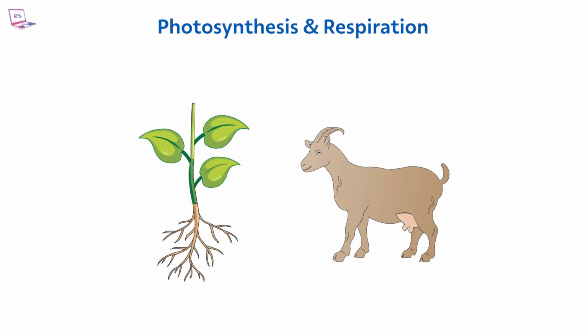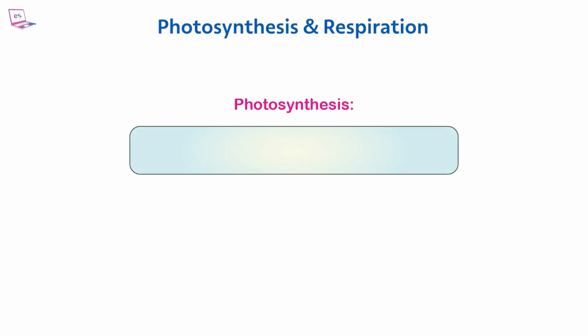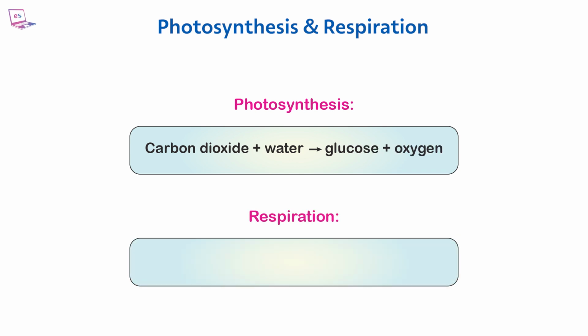Respiration is a chemical process by which organisms, including plants and animals, obtain energy from the food they consume. During respiration, plants utilize oxygen from the atmosphere, along with the glucose produced through photosynthesis, to release energy, carbon dioxide, and water. Photosynthesis: carbon dioxide plus water yields glucose plus oxygen. Respiration: oxygen plus glucose yields water plus carbon dioxide.